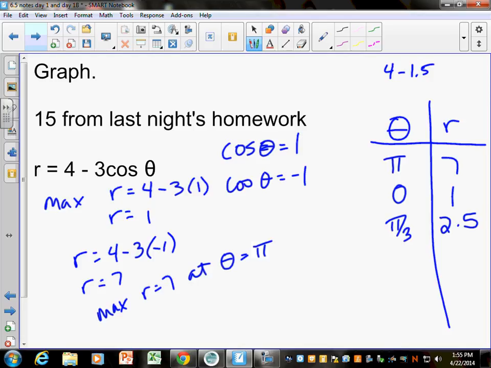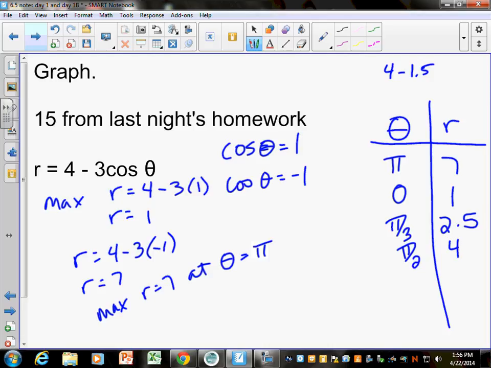What else do you want to pick? 3 pi halves? Oh my goodness. Okay. You don't have to pick that. How about, let's say the top half. Let's do pi halves, because 3 pi halves and pi halves should give us the same answer, I would think. What is the cosine of pi halves or 3 pi halves? 0. So 4 minus 0 gives you 4. If you want to put 3 pi halves, we already know that.